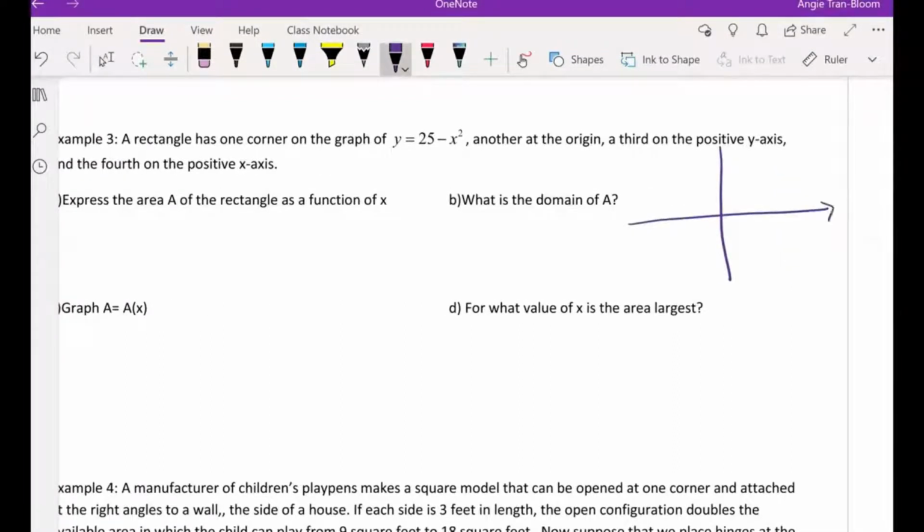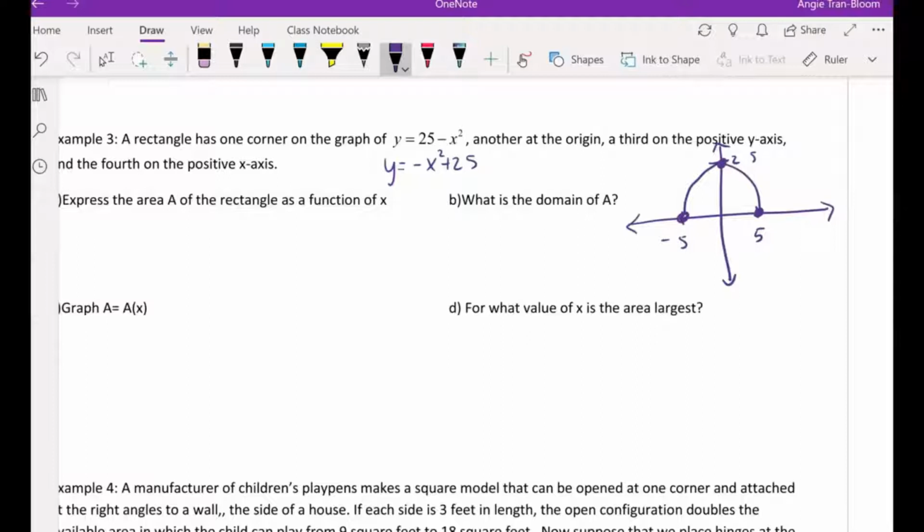Okay, so you have a rectangle. One corner on the graph of 25 minus x squared. That's an upside down parabola. So if you want to write it this way, this is how you do it. That means you go up 25, because that's where the y-intercept is. So here's 25, make a graph. Your x-intercept would be 5, because x-intercept is when y equals 0. So if I go 5 this way, negative 5. So this is your sketch of a parabola, okay?